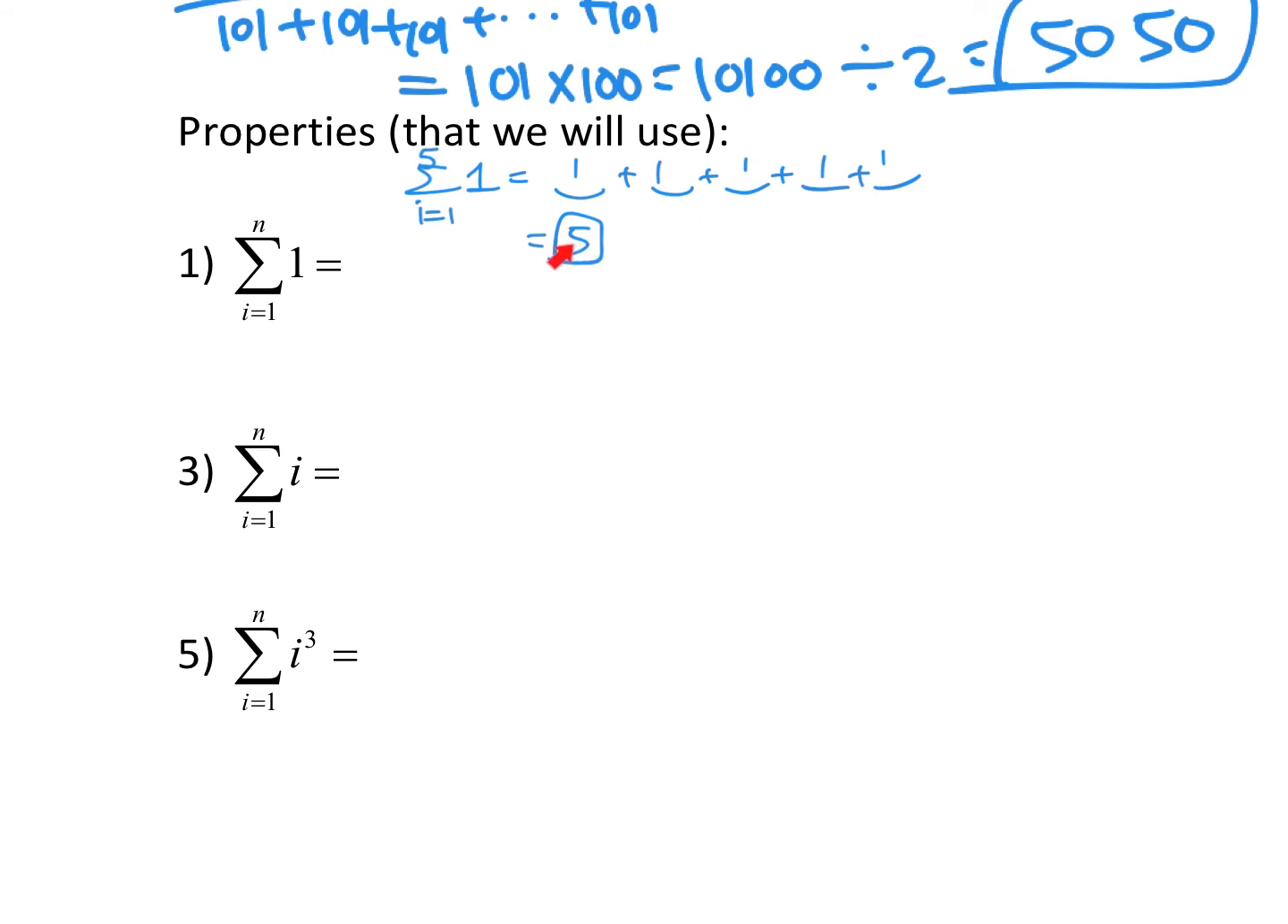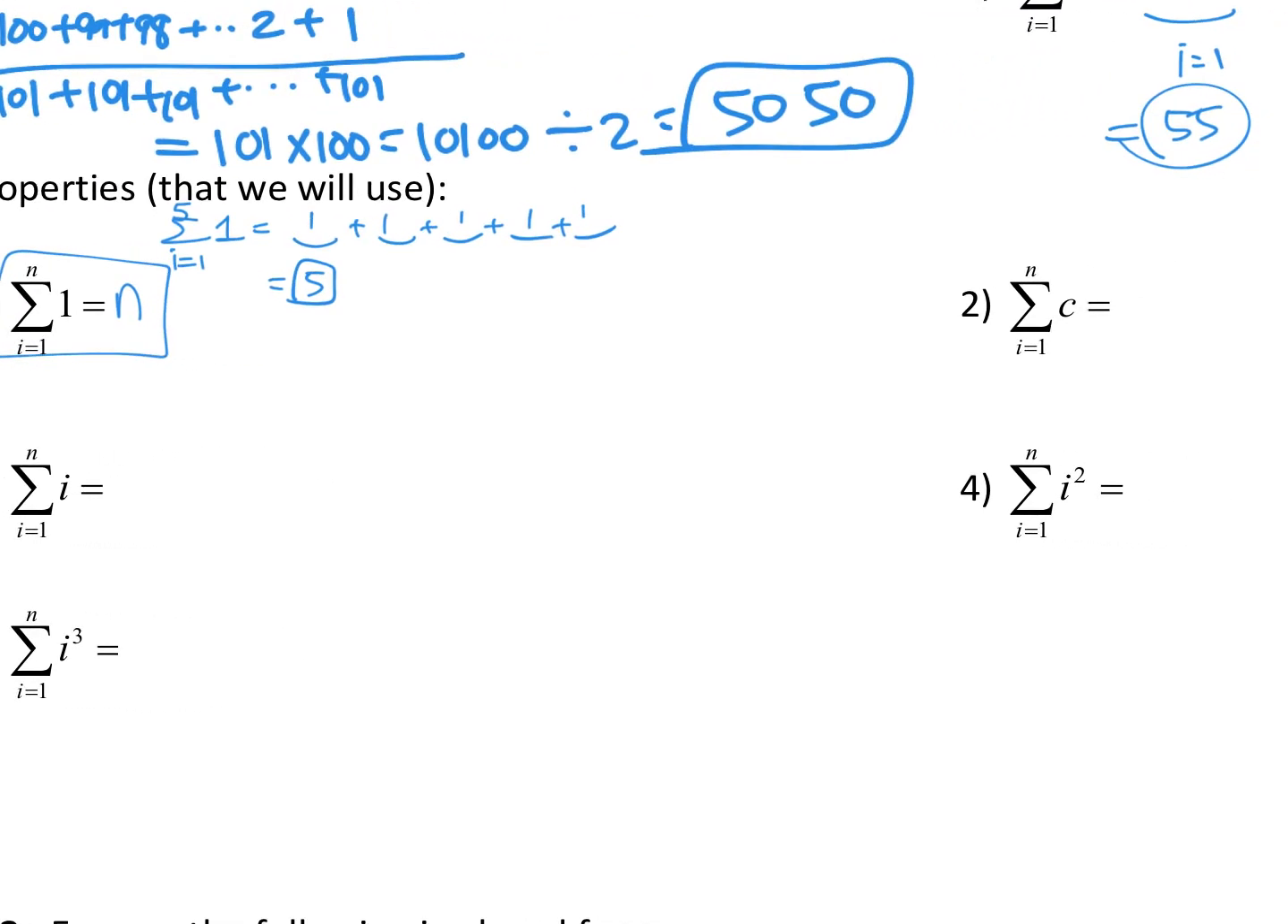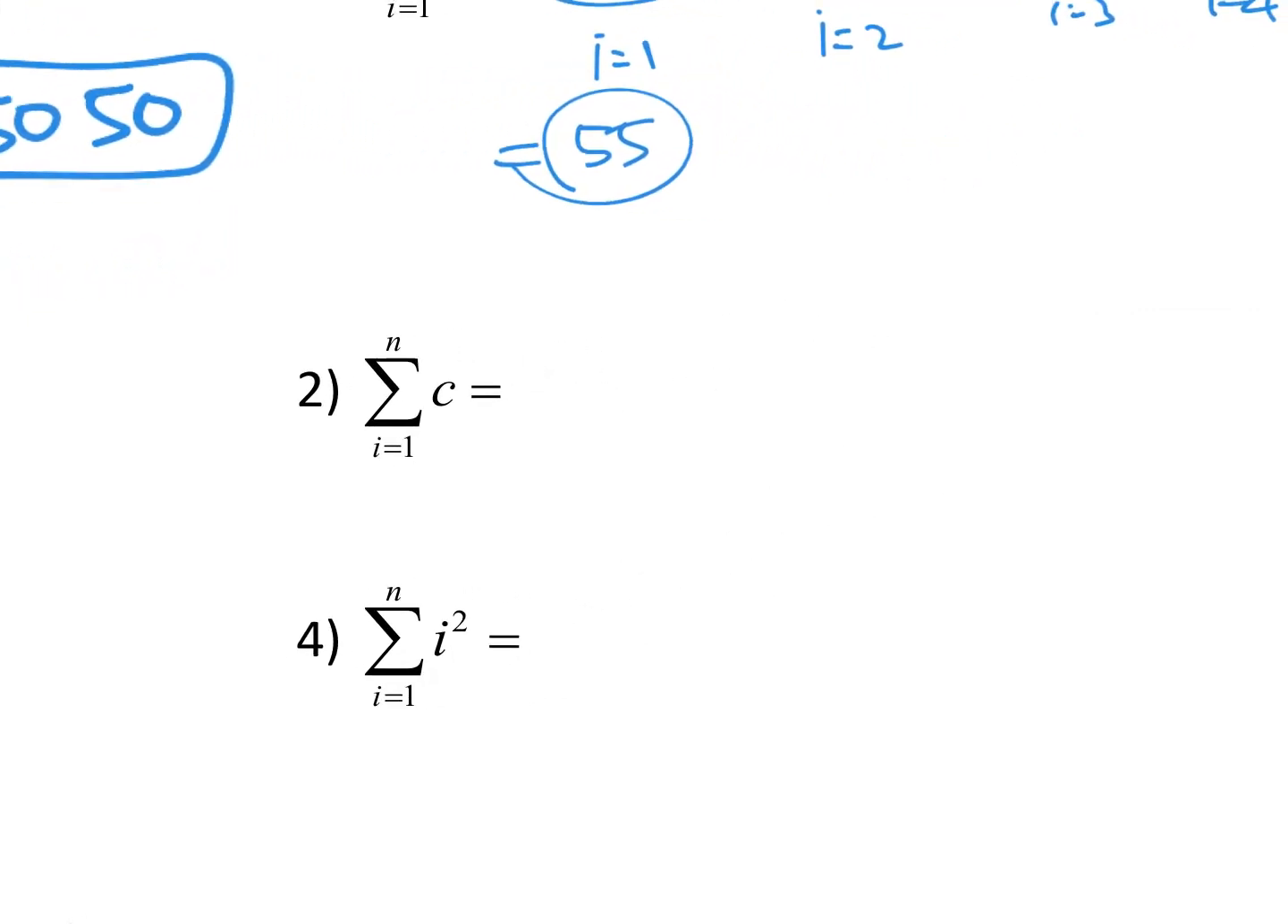Don't I just get 5? Yes. So if I go from 1 to 10, sigma 1 to 10 of 1, that'll be just 10, right? So if I go 1 to n of 1, it will be just n. That's kind of weird, but it's just a complicated way of saying add 1 this many times. Let's look at part 2.